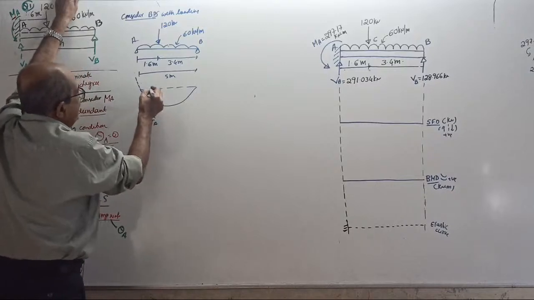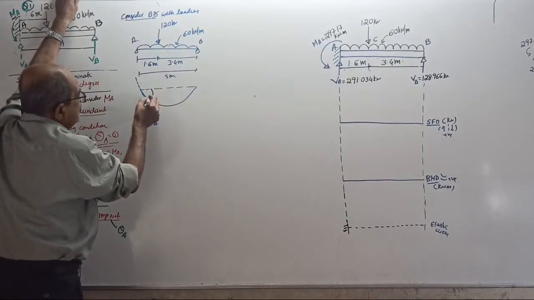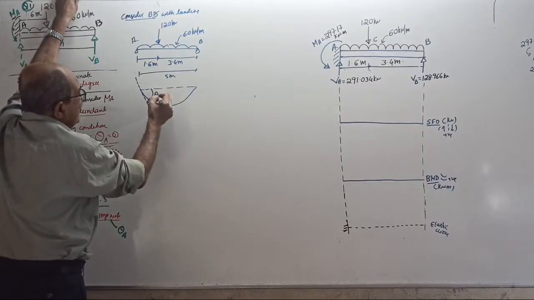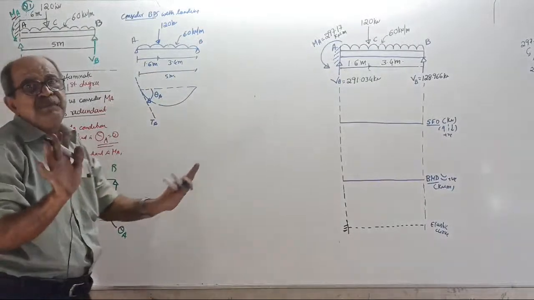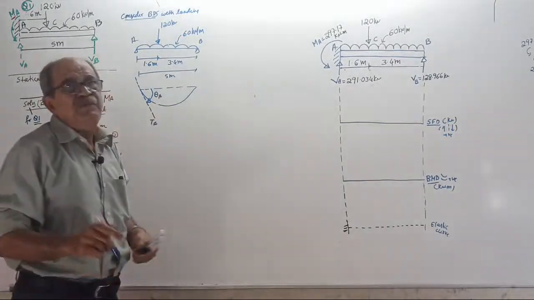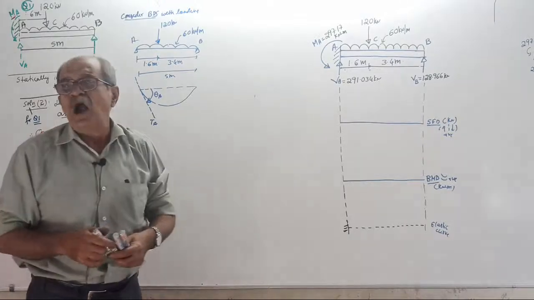Tangent at A. There will be a slope at A. See the slope? The slope will be in clockwise theta A. Remember, no sign at present. The sign will come later. When you calculate with the correct direction, you should not write the sign.